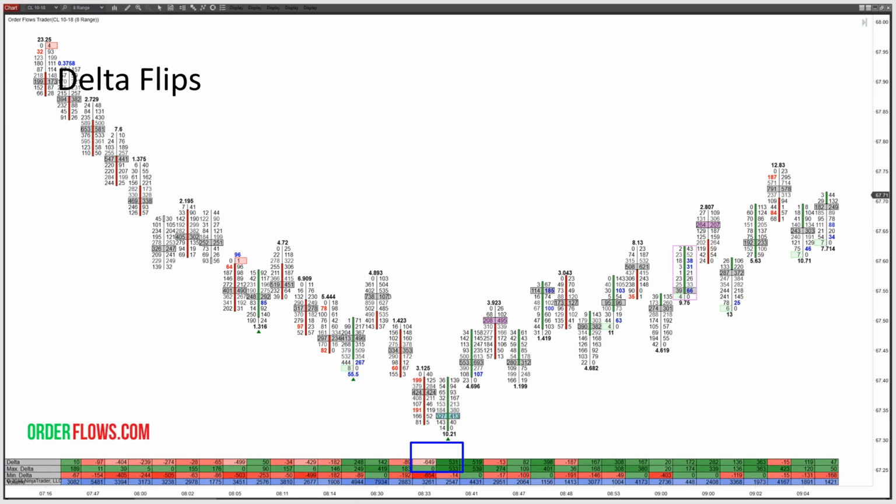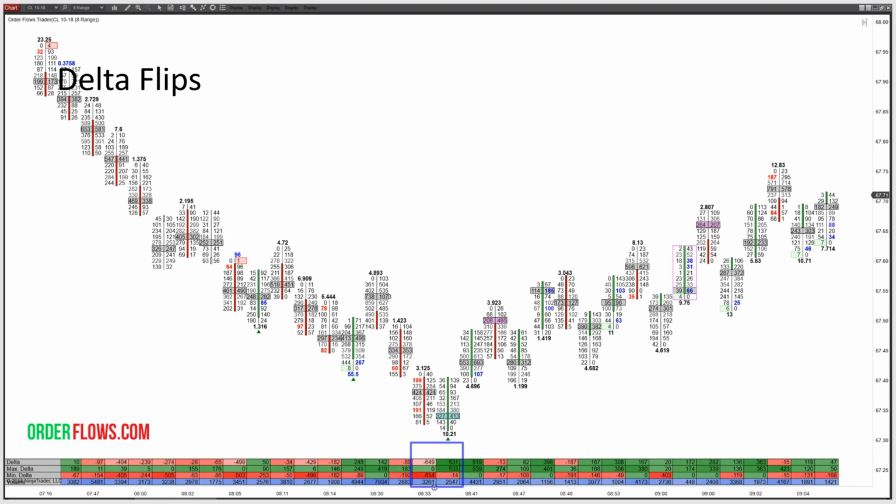So let's take a look here. This is how it will look. So this is a delta flip buy. You've got minus 649 as the final delta. You can see the max delta is 0, so at no point was the delta positive in the bar. The min delta is minus 654.